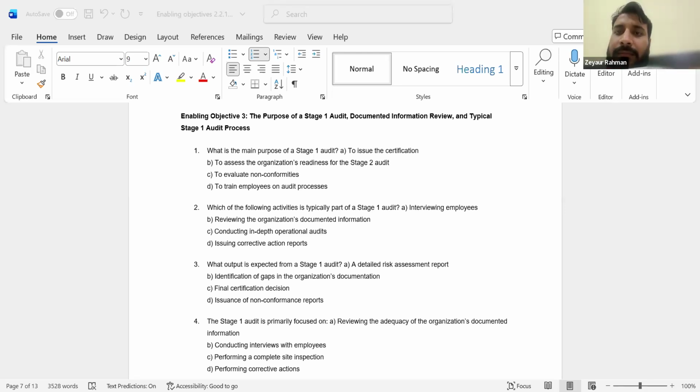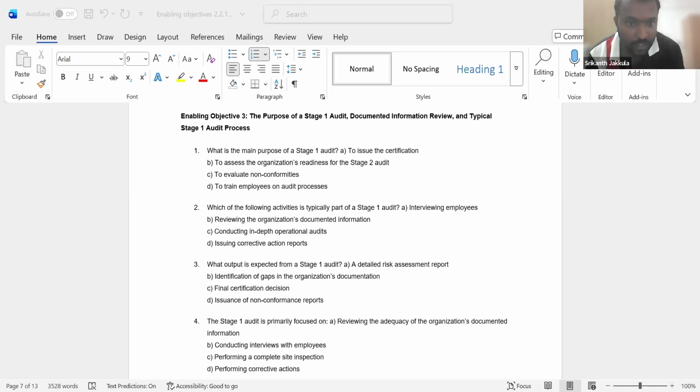What output is expected from a stage 1 audit? A. A detailed risk assessment report. B. Identification of gaps in the organization documentation. C. Final certification decision. D. Issuance of non-conformance reports. So the answer is B. Yes, B, sir. Okay, right.